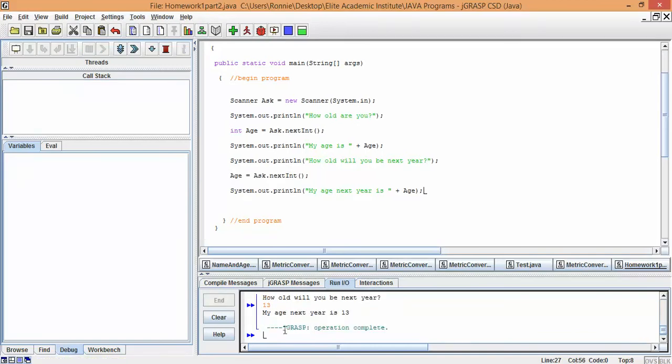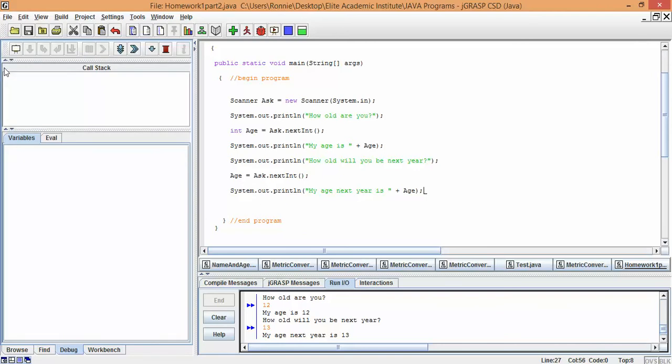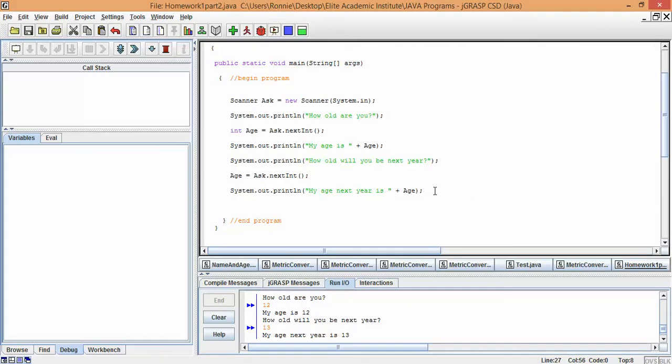Okay. So if you look here, how old are you? 12. My age is 12, right? Very simple. How old will you be next year? 13. My age is 13. Notice I did not have to declare an int. Now we can do this another way. Let me go back to thread here. I need to call stack. I'll take care of this side later. Don't worry about it. Okay, I can do this again as many times as I like.